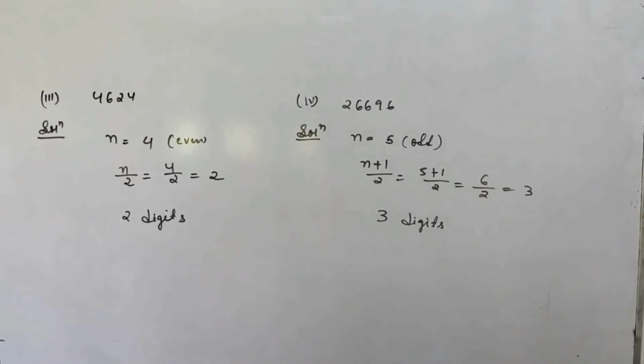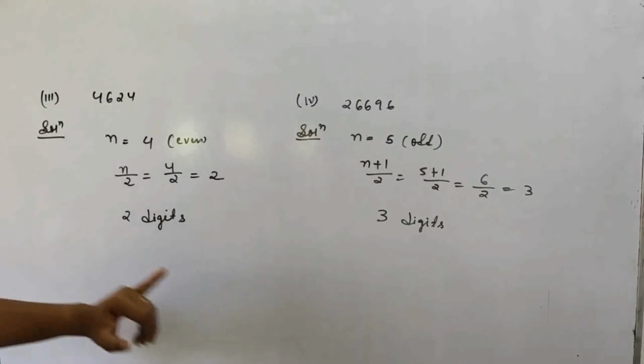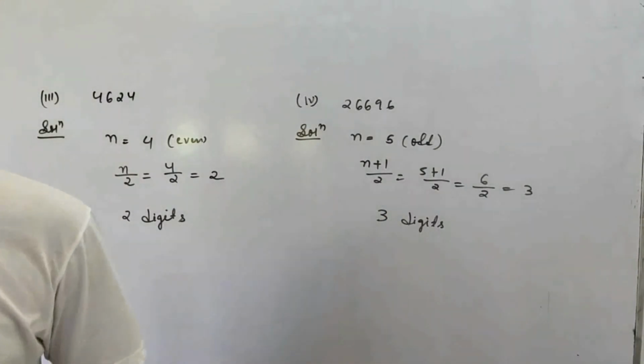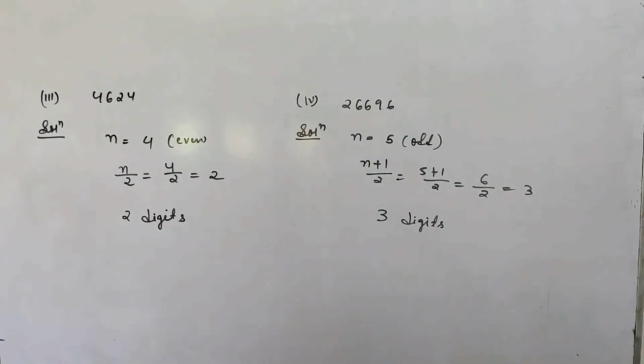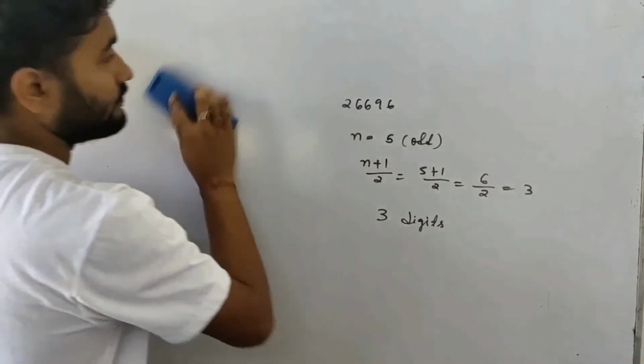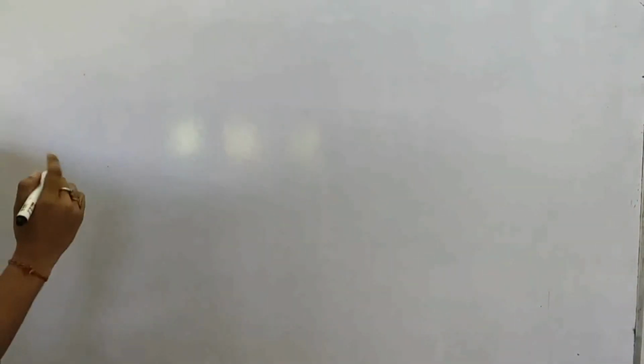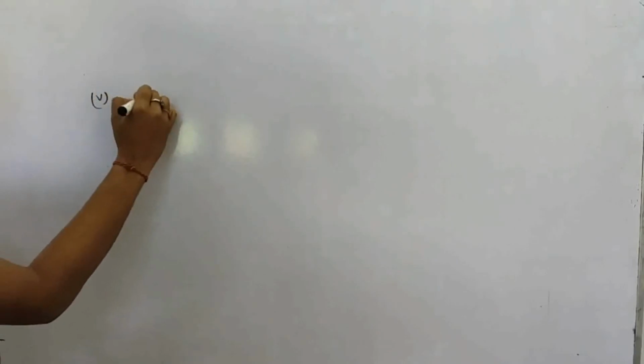That means you must verify the answer. Understood? So then, question number 5 is homework, and question number 6 is homework.